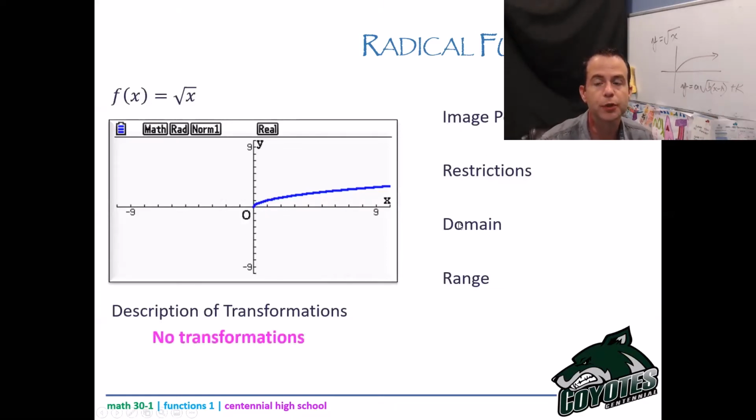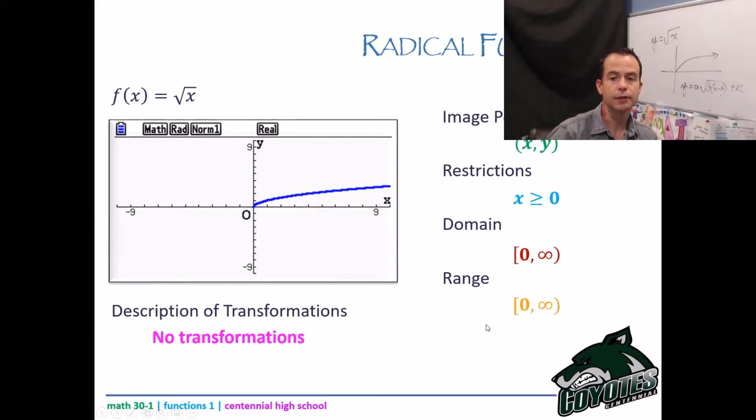The restrictions would be x is greater than or equal to 0, and that becomes the domain. So the domain is all the values of x such that x is greater than or equal to 0. In interval notation, that's 0 to infinity. x can be 0, so I have the square bracket. It can't be infinity, so I have the curved bracket. And my range is the same thing, 0 to infinity.